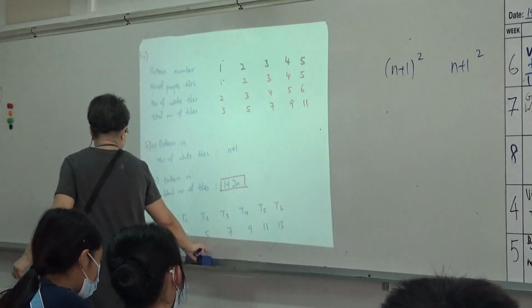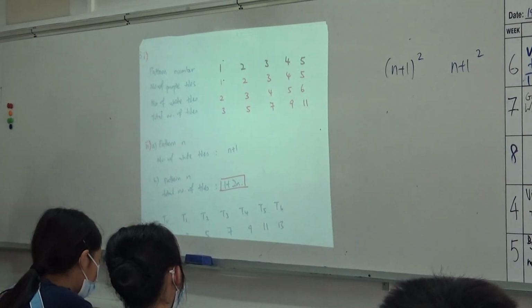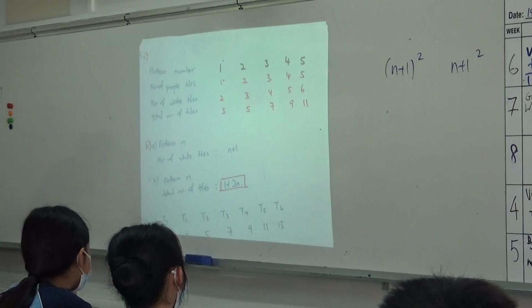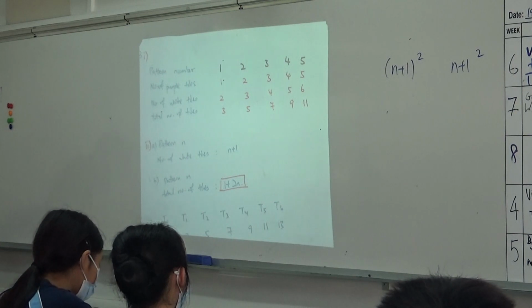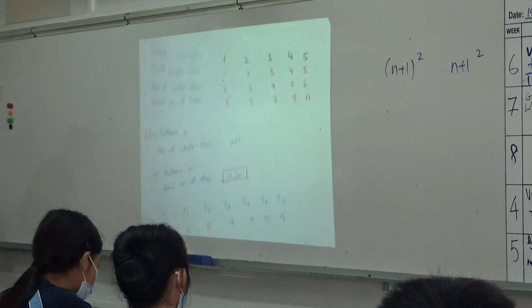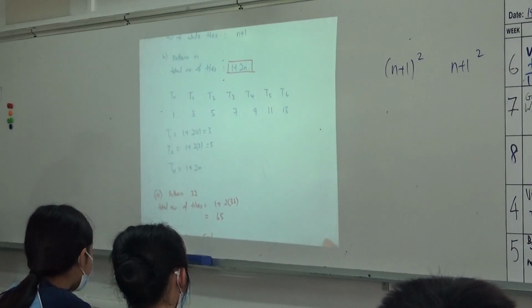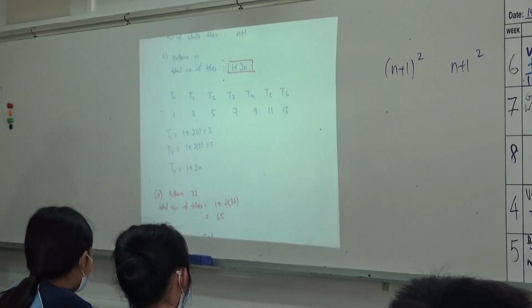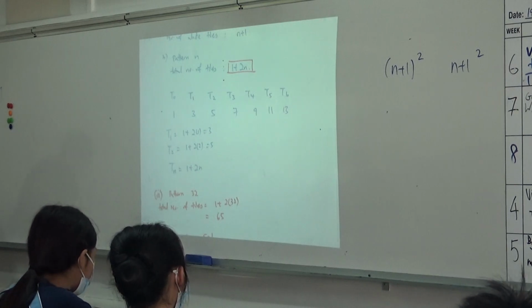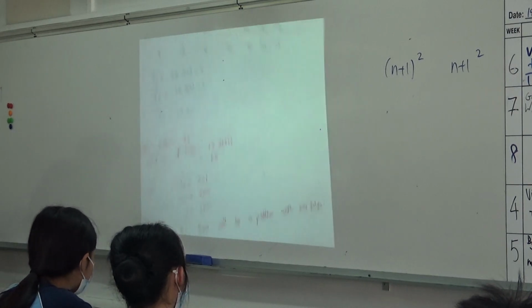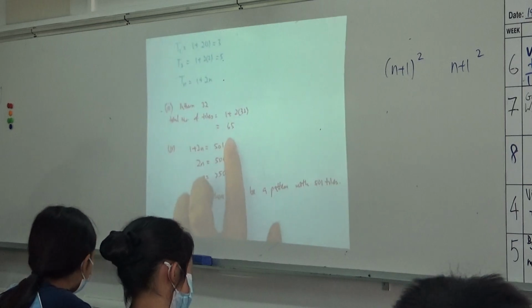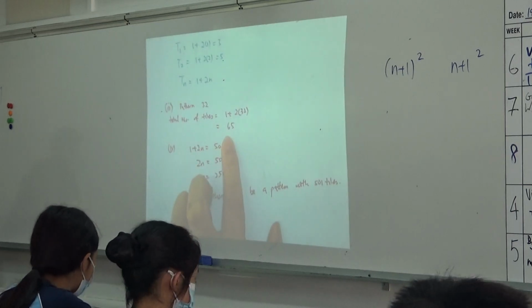Okay. Last part. Find the total number of tiles in pattern 32. Now, I showed you how I get to 2n plus 1. Can you see? I think just now I already showed you. Now, pattern 32, I just sub in. Do you get 65 tiles? Yes. Can you get 65 tiles?